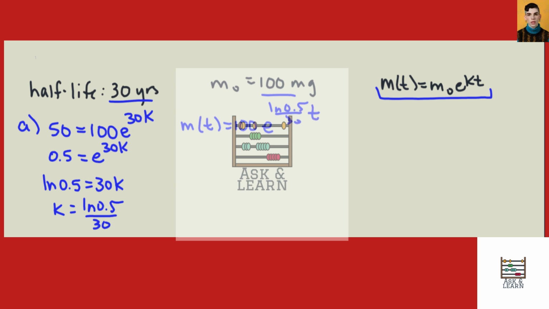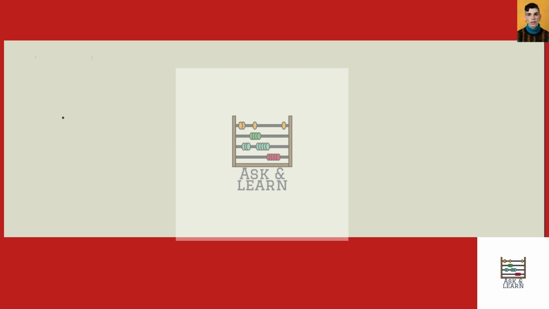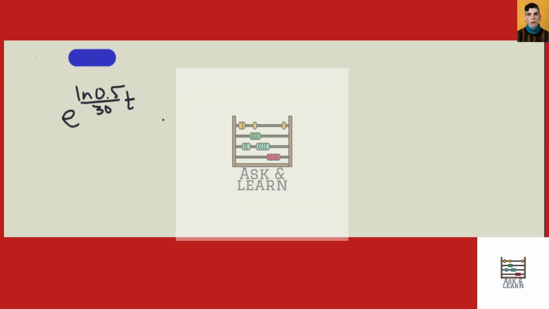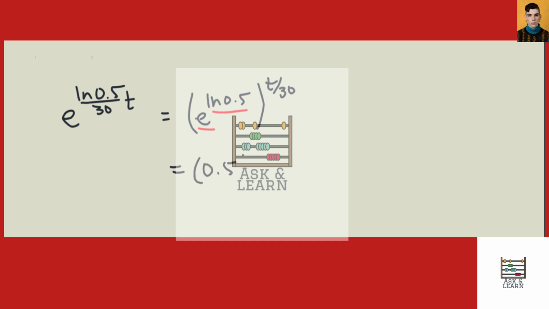Now that would be fine to leave as our model, but there's also a way to simplify the expression that we have, the power of e. So let's take a look at how we might do that. If you have e to the natural log of 0.5 over 30 times t, that could be rewritten as e to the natural log of 0.5 raised to the power t over 30, because if you multiply the exponents, it's the same as power to a power. Now e to the natural log of 0.5 simplifies to be just 0.5. So we have 0.5 to the t over 30.